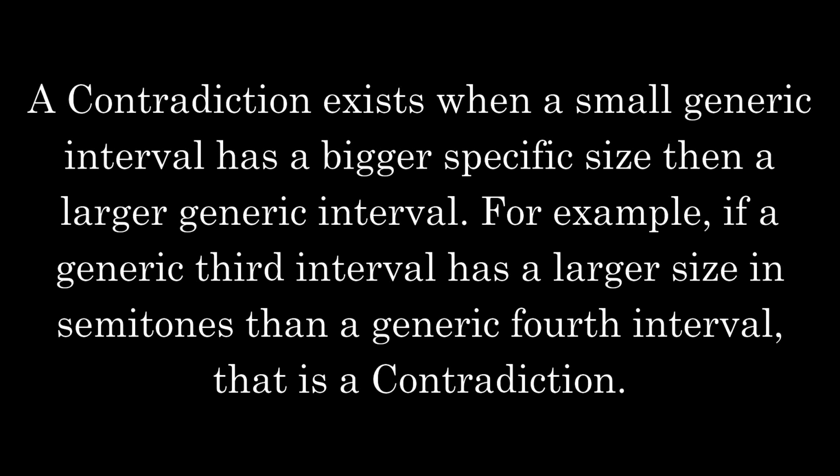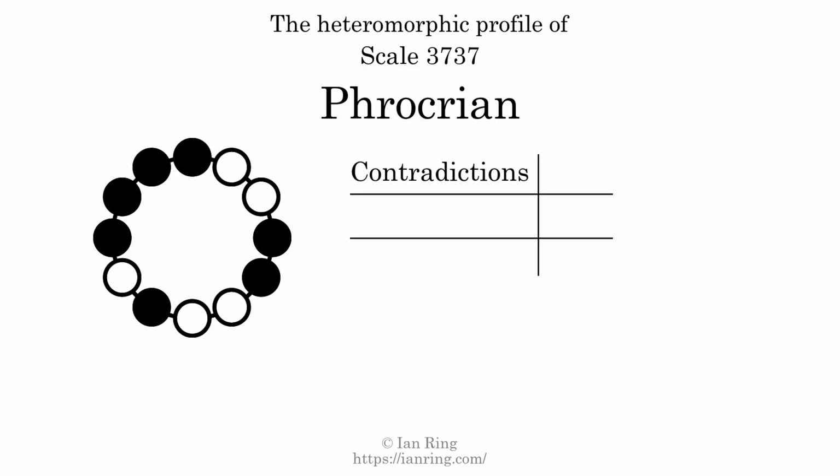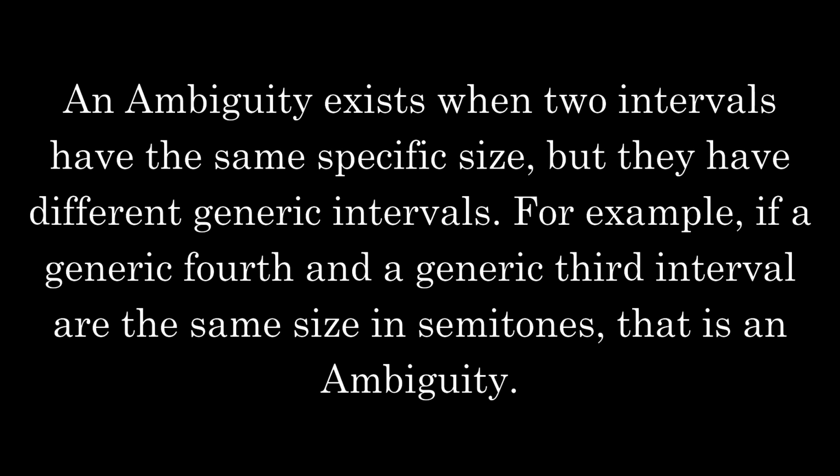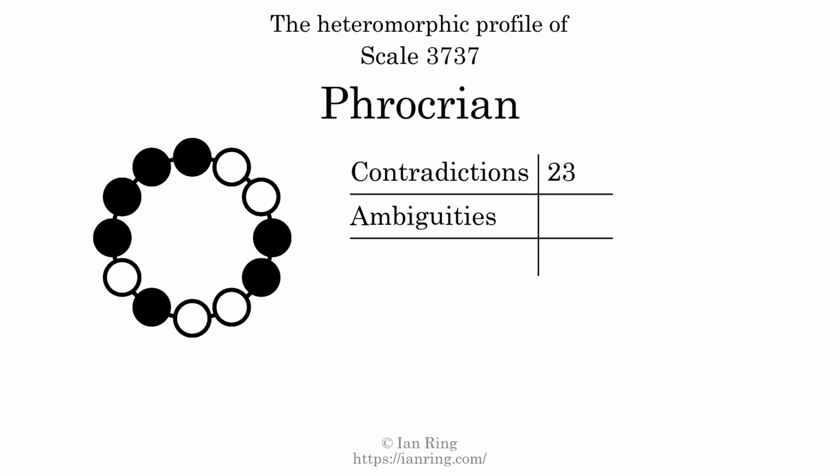A contradiction exists when a small generic interval has a bigger specific size than a larger generic interval. For example, if a generic third interval has a larger size in semitones than a generic fourth interval, that is a contradiction. The number of contradictions in this scale is 23. An ambiguity exists when 2 intervals have the same specific size, but they have different generic intervals. For example, if a generic fourth and a generic third interval are the same size in semitones, that is an ambiguity. The number of ambiguities in this scale is 34.